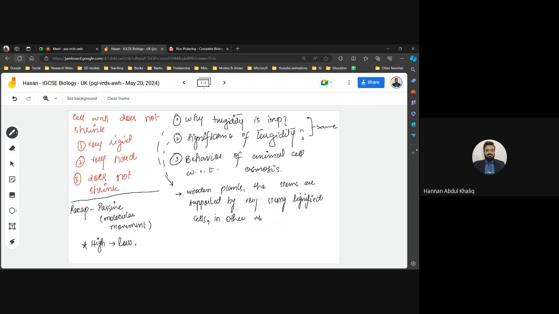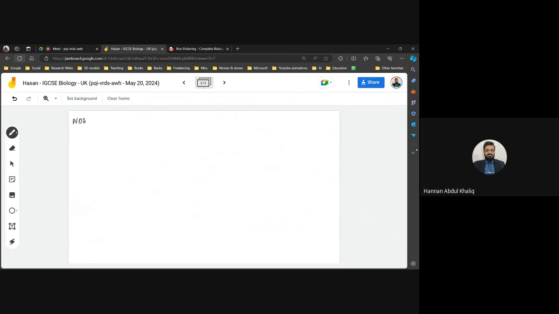You know that wood basically is made of these, so it's very easy for these plants to withstand any kind of storm or any kind of catastrophic event. But those which are non-woody, these kinds of plants, they are supported by, or in other words, they maintain their posture with the help of turgidity.